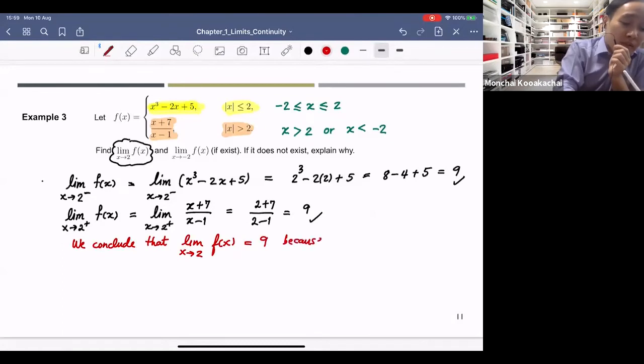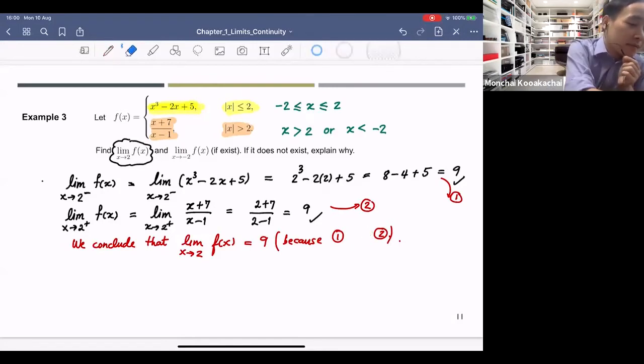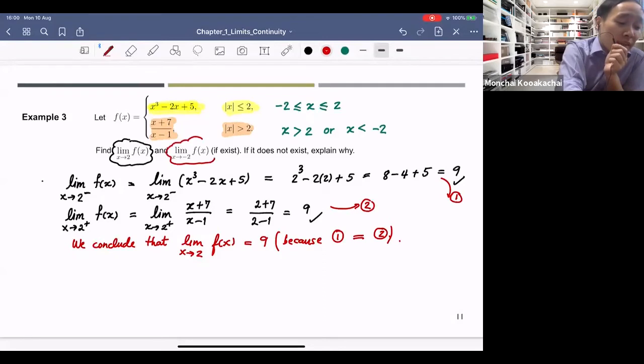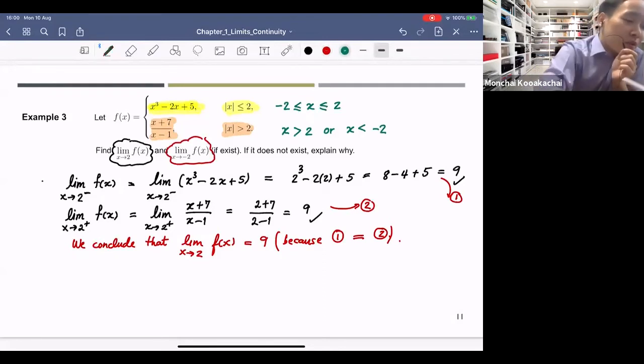Because this is 1 and this is 2, I'm just lazy. That is how you conclude it. You can say 1 equals 2, that's fine. And then let's look at the limit of f(x) when x approaches negative 2.